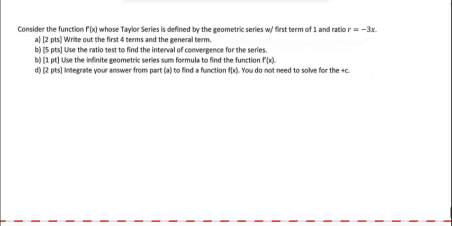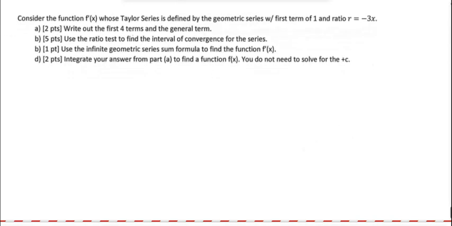Another series question here that kind of has multiple parts. This is from an old test of mine. It says, consider the function f prime, whose Taylor series is defined by the geometric series. Geometric has a ratio with a first term of 1 and a ratio of negative 3x.